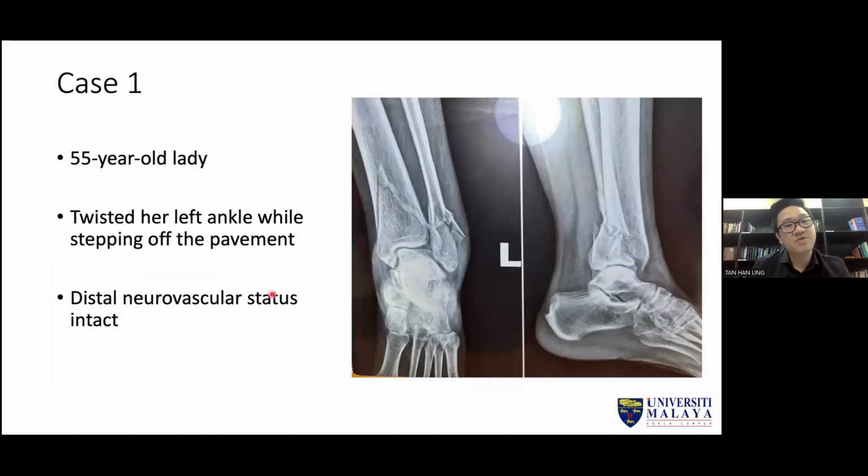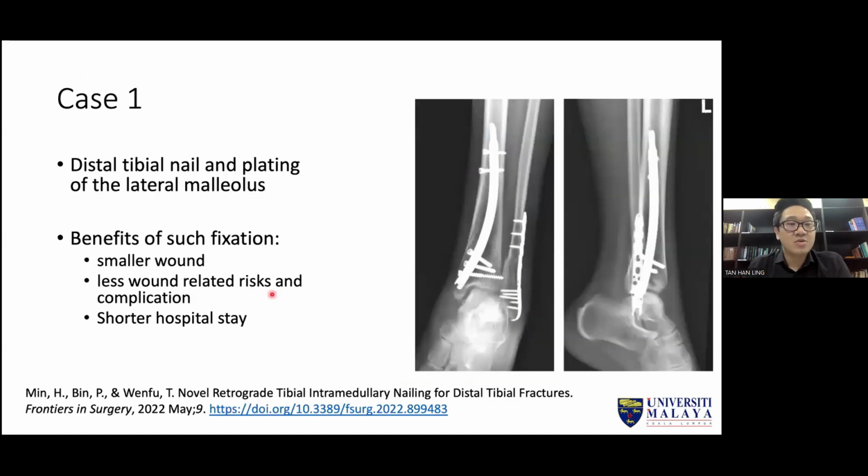This is the worst fracture. So this is the first case. A 55-year-old lady, she twisted her ankle while stepping off the pavement. Subsequently, she was unable to weight bear on the distal left ankle or left lower limb. Otherwise, the distal neurovascular status is intact. So for this patient, we decided to go for distal tibia nailing and also plating of the lateral malleolus.